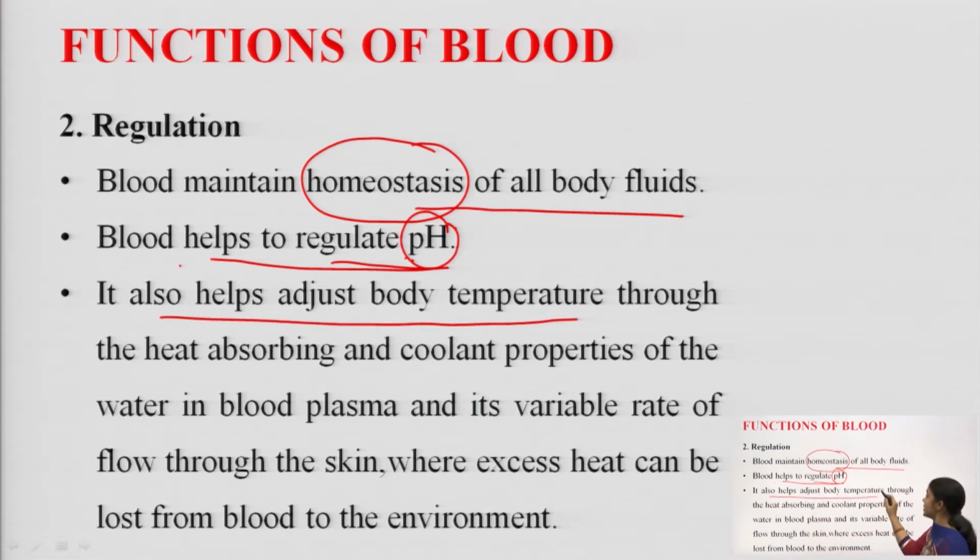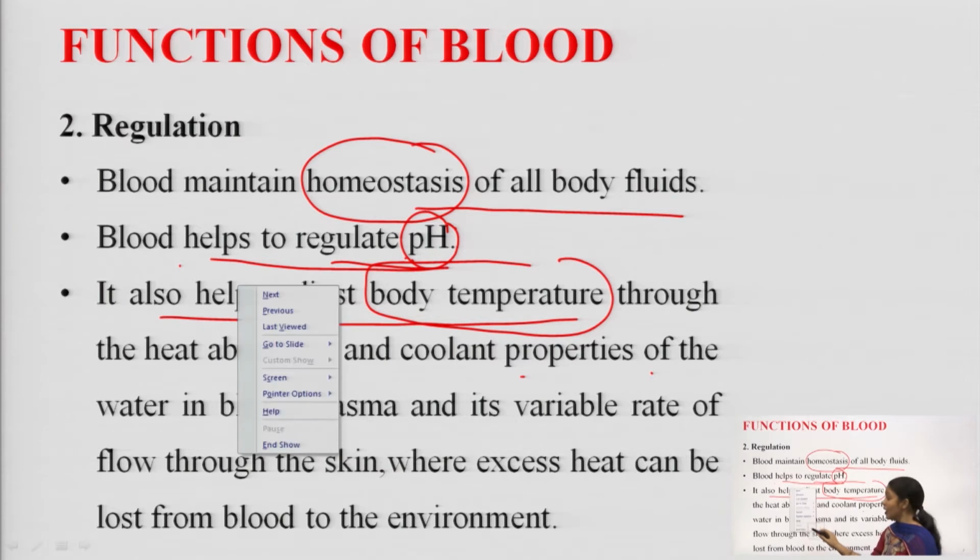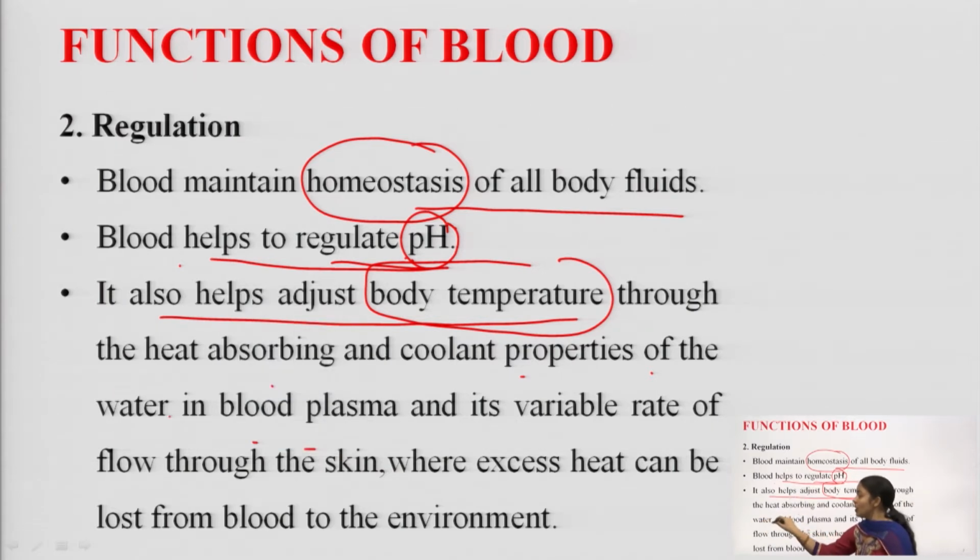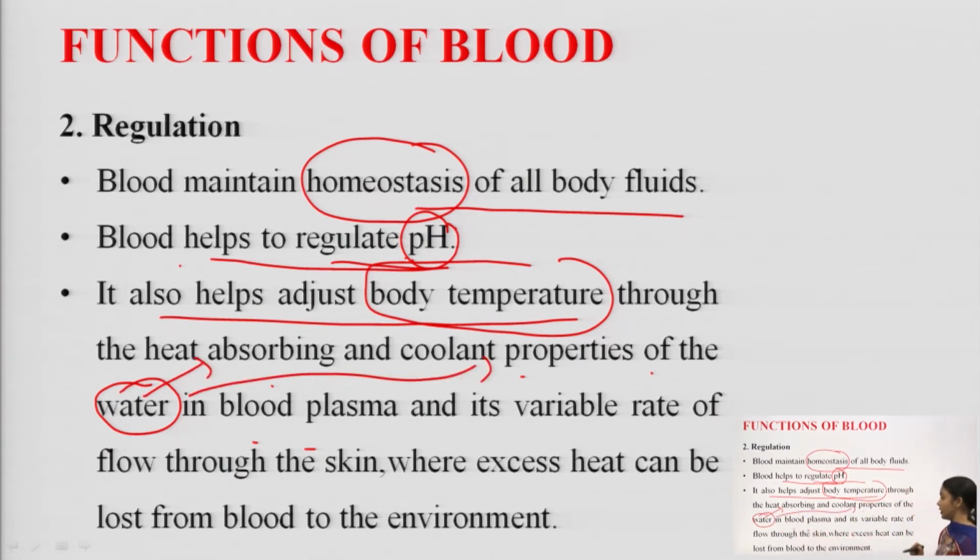It also helps to adjust the body temperature through the heat absorbing and coolant property of the water in the blood plasma. As the blood plasma contains water, it has heat absorbing and coolant property, and it has a variable rate of flow through the skin, whereby excess heat can be lost from the blood to the environment through your sweating.